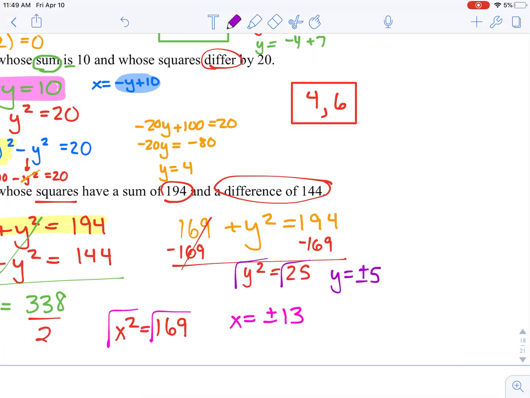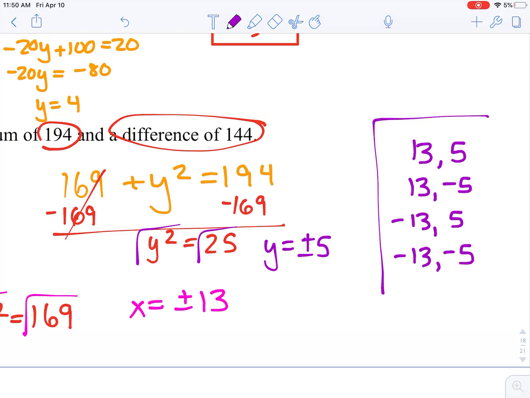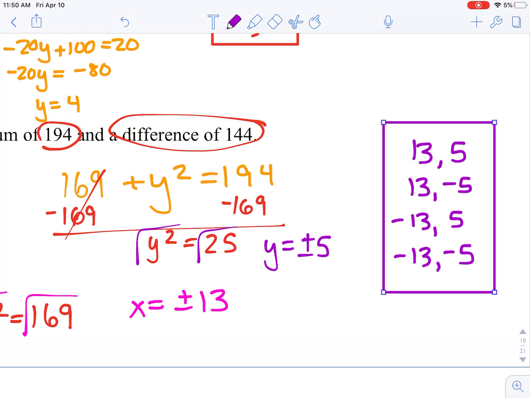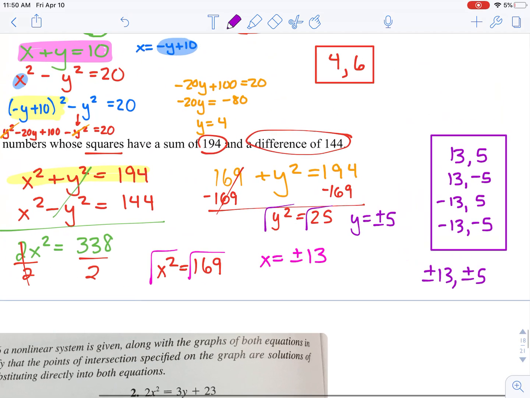So now they want to know the combinations. So our combinations are going to be 13 and 5, both positive. We have 13 and negative 5, negative 13, 5, and negative 13, negative 5. I do want to have all of these 4 listed out. Please do not just write plus or minus 13 and plus or minus 5.